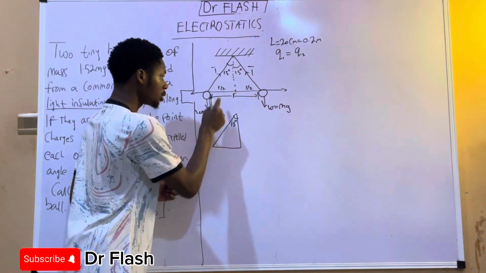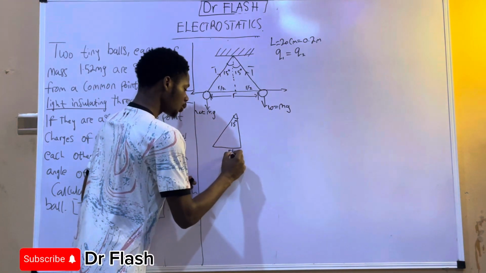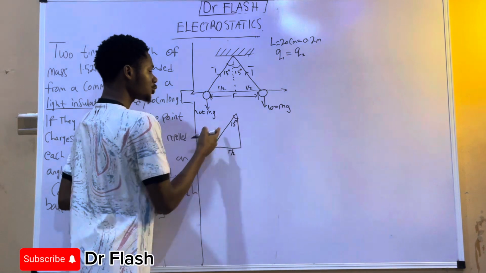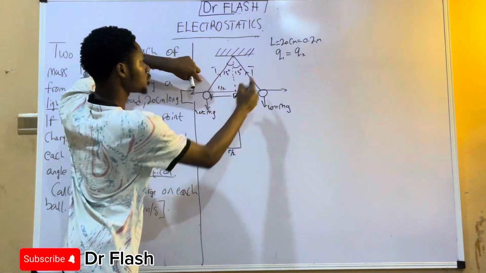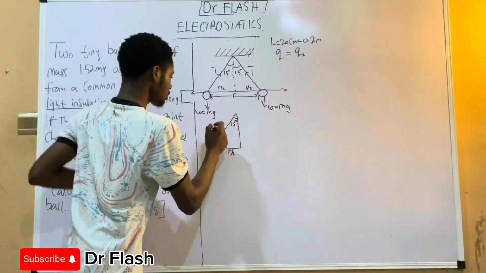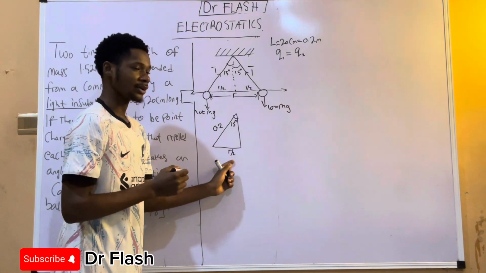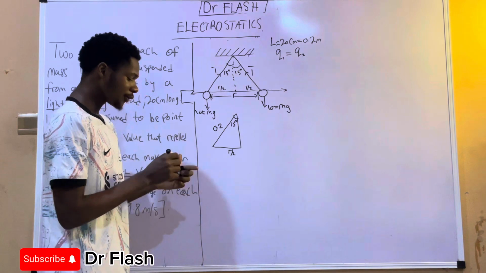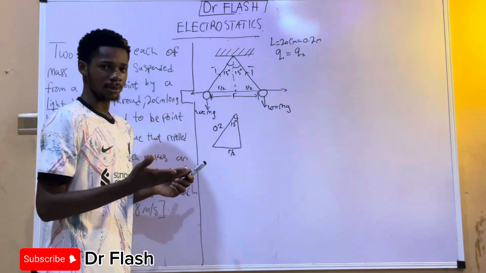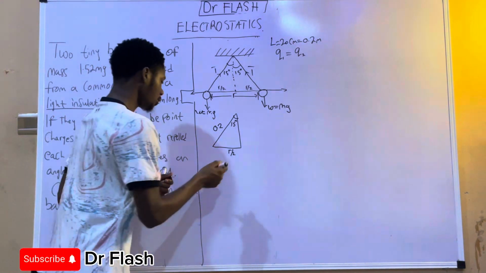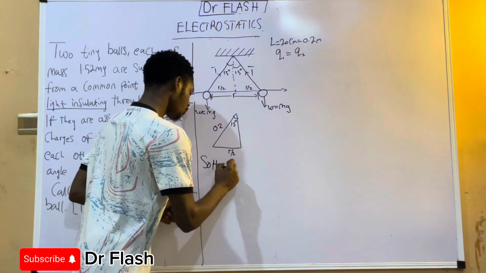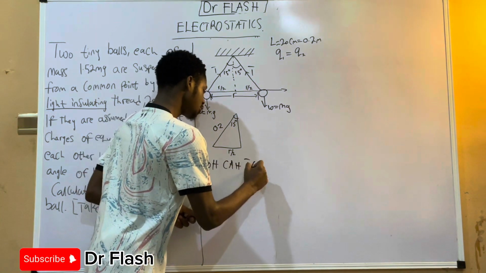So from here to here is r over 2. We already said it's r over 2. Now here to here is given as the length of the string, which was given as 0.2 in meters. So it is important for us to find the value of r. To find the value of r here, we can make use of our trigonometrical formulas, which is SOHCAHTOA. This is just a quick reminder.